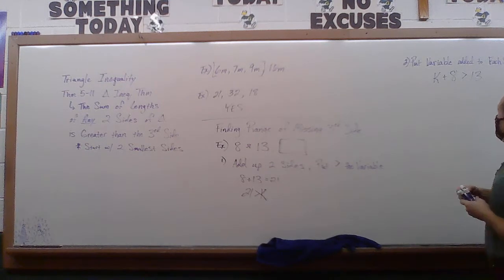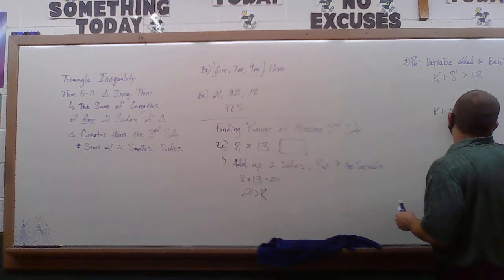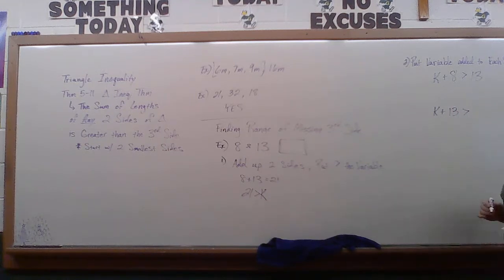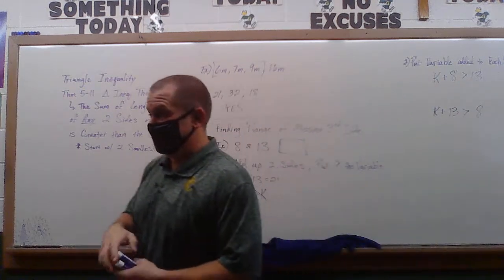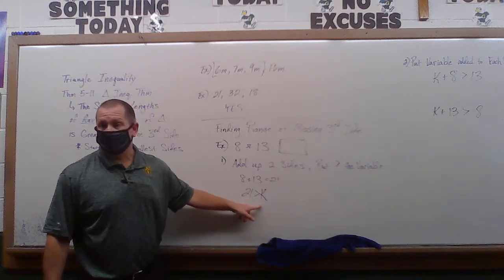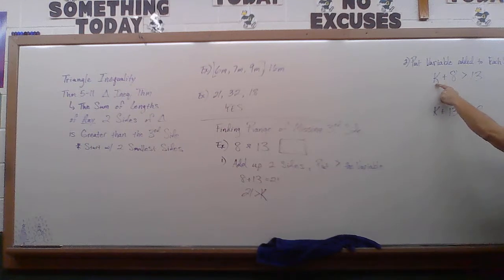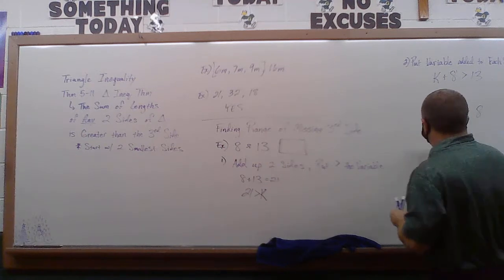So my other one that I would write is what? K plus 13 has to be greater than what? Has to be greater than 8. So every single time you should have 3 different inequalities. You're going to add the two together and put that greater than the variable. Then you're going to take each side that they give you and pair it with the variable and add them together and say it's greater than that third side. Number 3, solve.